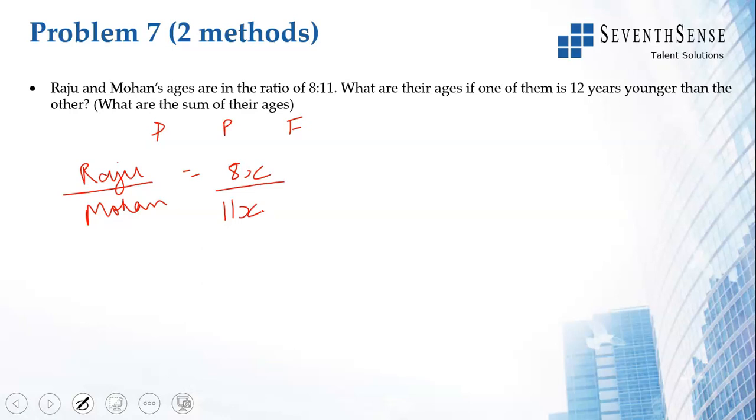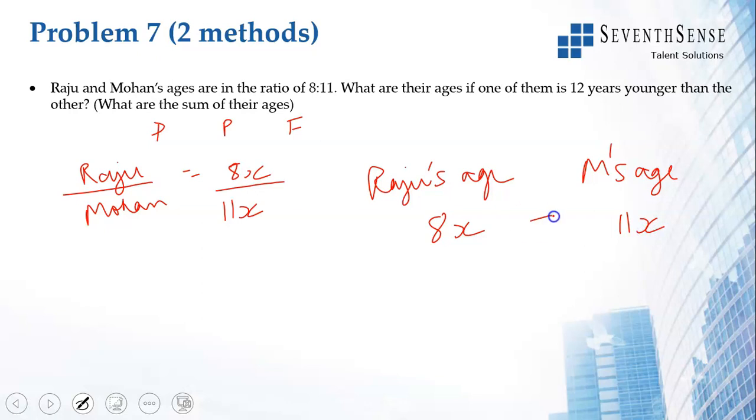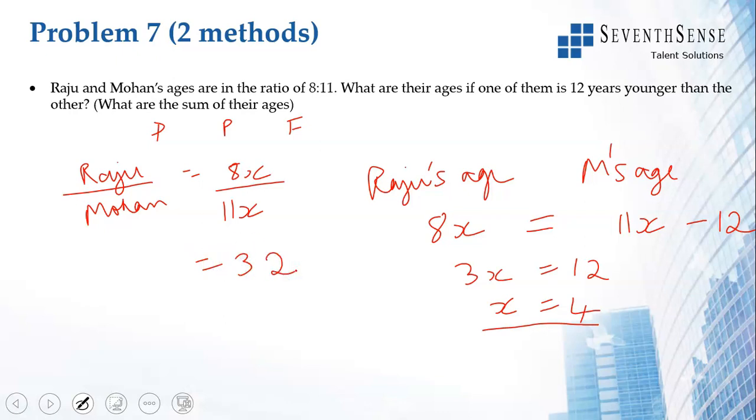So Raju is younger. Okay, so we put Raju's age and Mohan's age. Raju is 8x, Mohan is 11x. If you have to equate these two, Raju is younger, so Raju is Mohan's age minus 12. So this is your equation. 3x is equal to 12, x is equal to 4. What are their ages? X is equal to 4, substitute that here. So Raju is 8 into 4, 32.